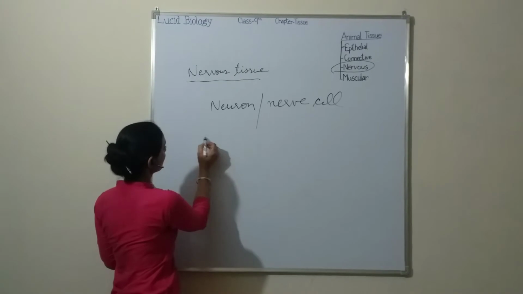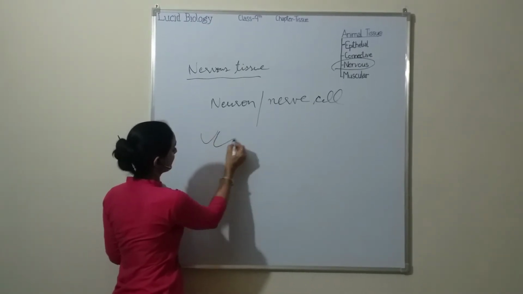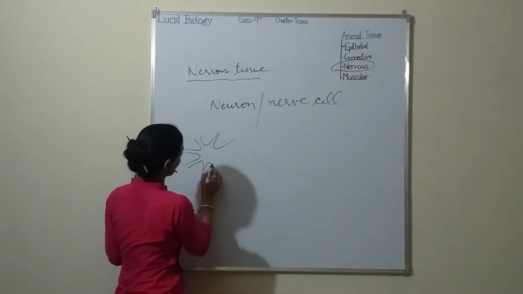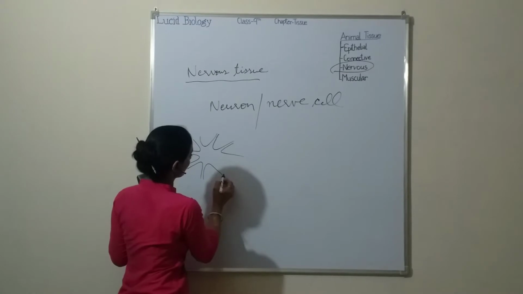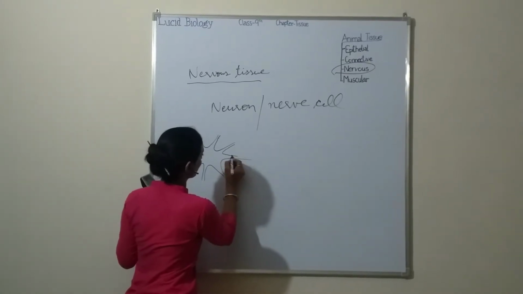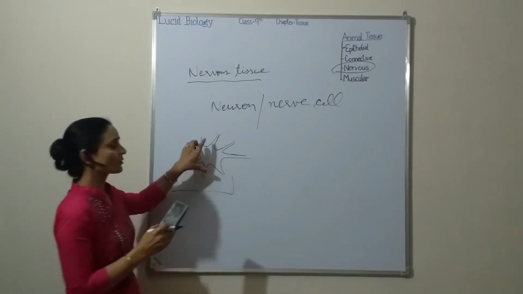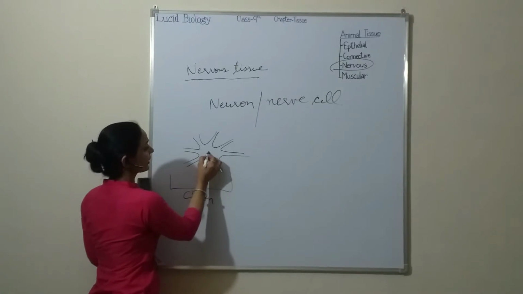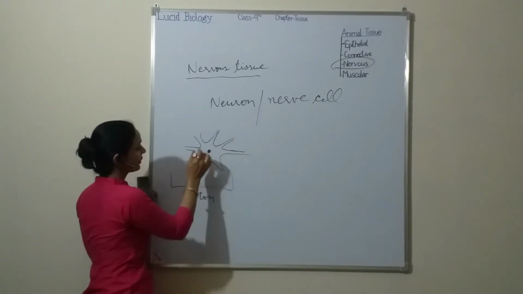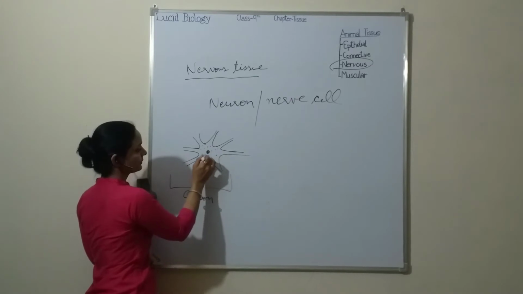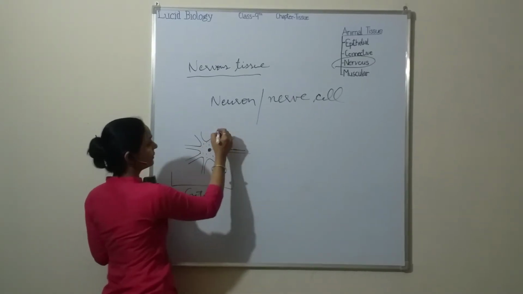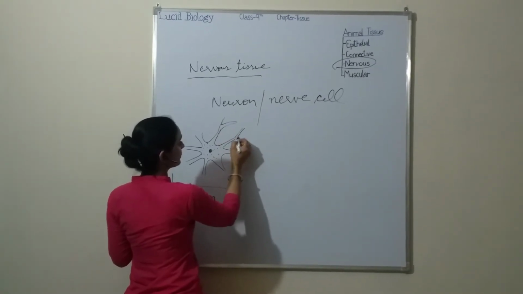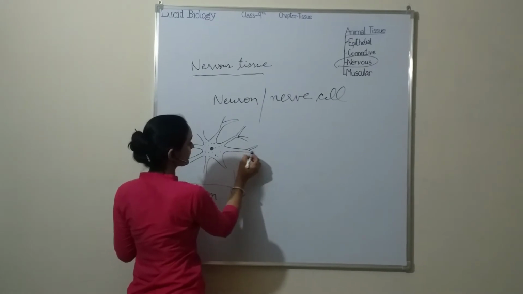Neuron has a cell body called cytosol. This part is called the cell body, also called cytosol. This part contains a central nucleus and around it there is cytoplasm, and these branches are called dendrons, which are further branched so that they can receive messages from far off places, from all the surrounding cells.